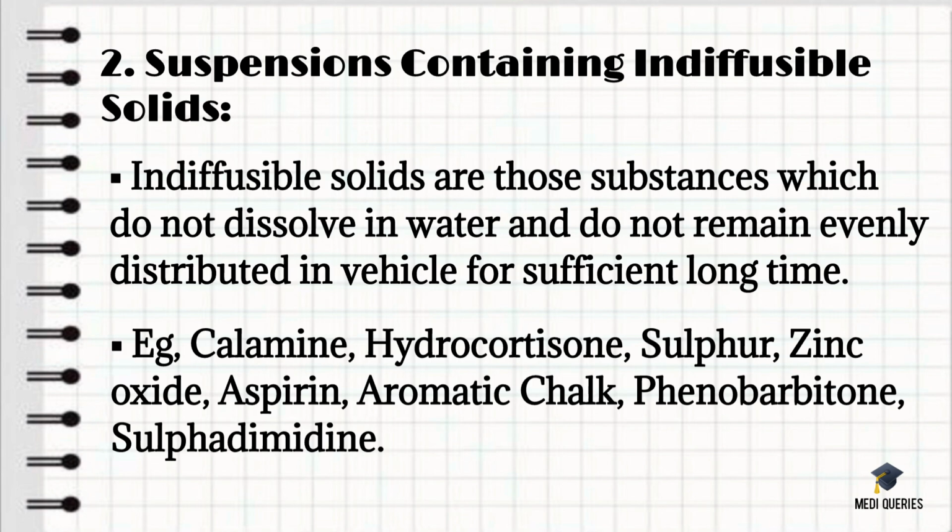These are indiffusible solids used externally; examples are calamine, hydrocortisone, sulfur, precipitated zinc oxide. Solids for internal use include aspirin, aromatic chalk powder, phenobarbital, sulfadimidine, succinylsulfathiazole. These are all examples of indiffusible solids. There is a specific method of preparation for dispensing such indiffusible solids, and we will see that now.